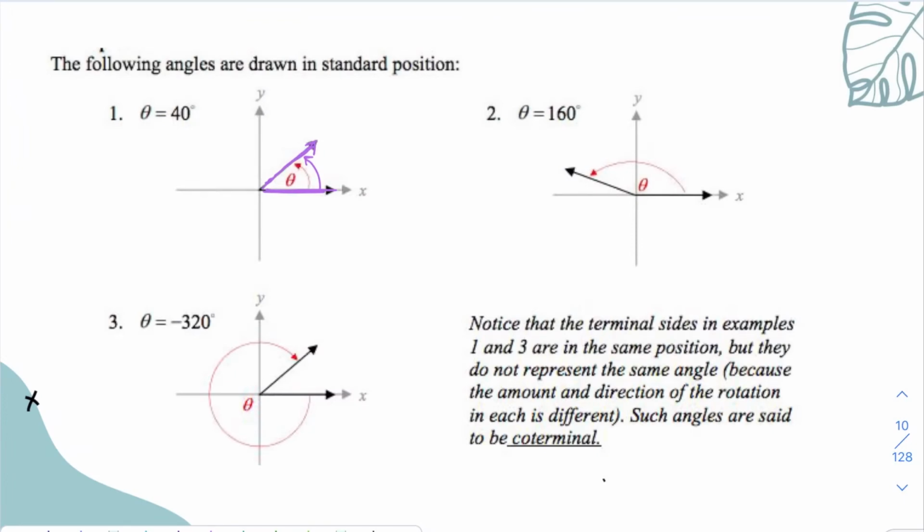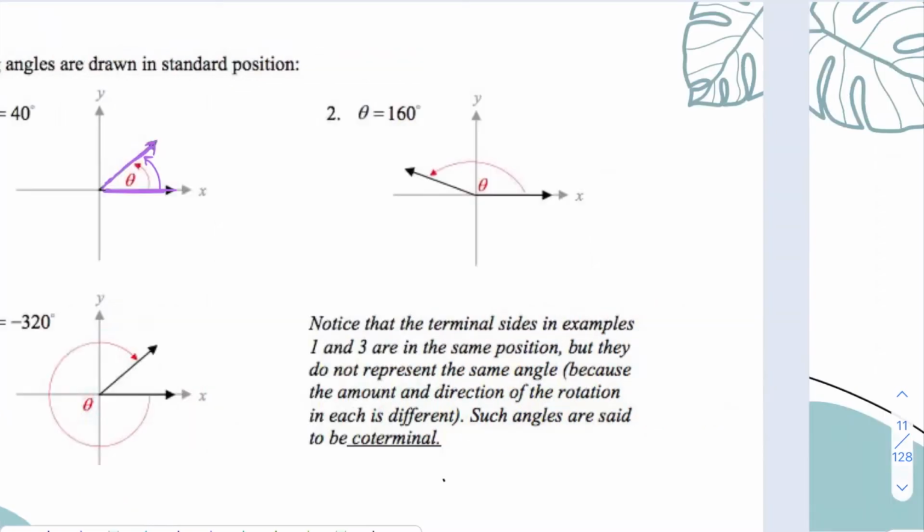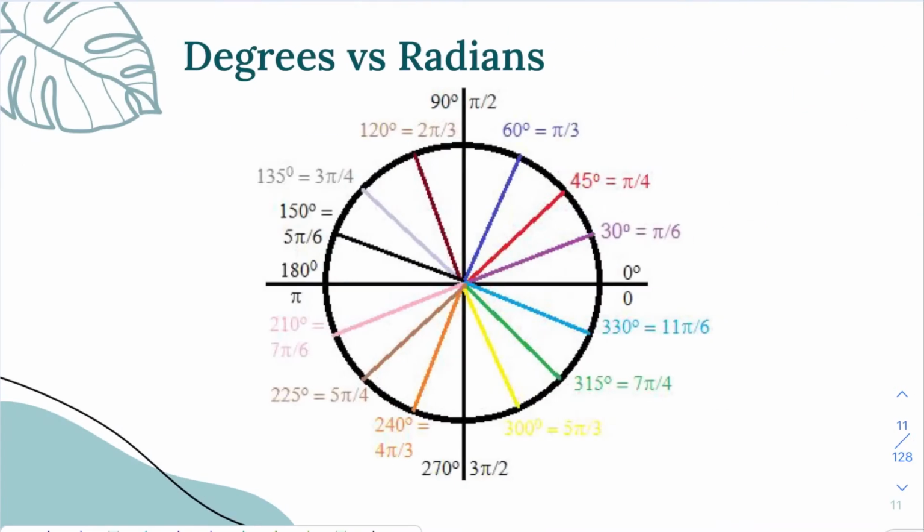And then the last one, negative 320. The negatives are always kind of tricky because we don't have a unit circle that has the negatives automatically on it, but we just know it's going the opposite direction. So, this would be negative 45 degrees, and this would be negative 90 degrees. This is negative 180, right?